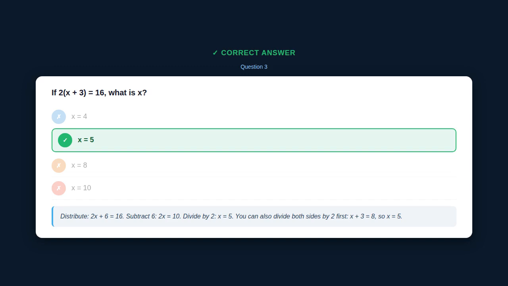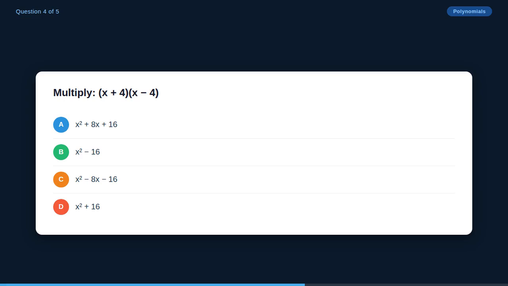Question 4 of 5. Multiply x plus 4 times x minus 4. Option A, x superscript 2 plus 8x plus 16. Option B, x superscript 2 minus 16. Option C, x superscript 2 minus 8x minus 16. Option D, x superscript 2 plus 16.